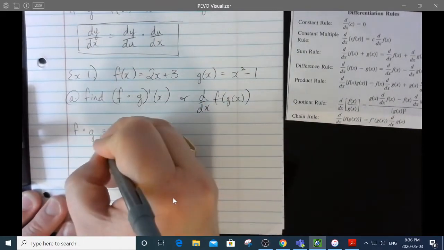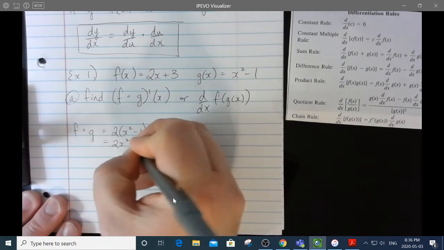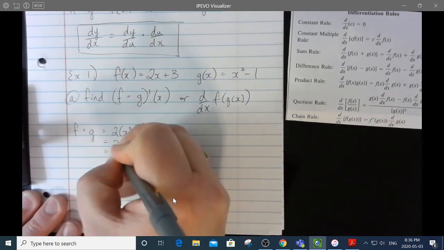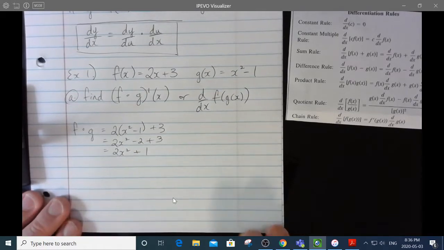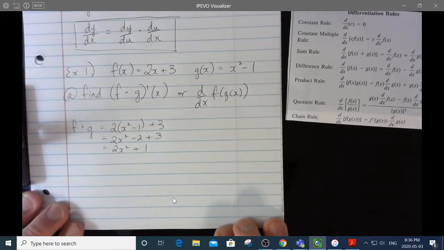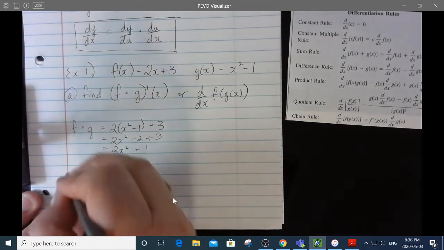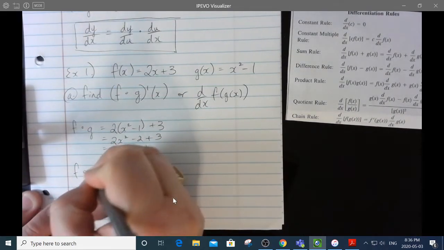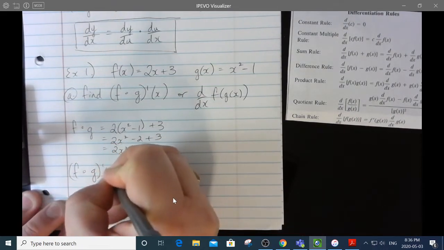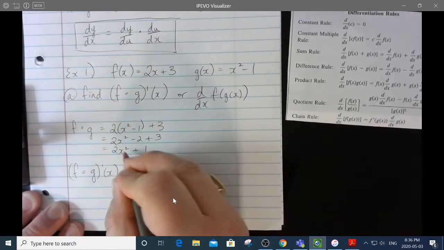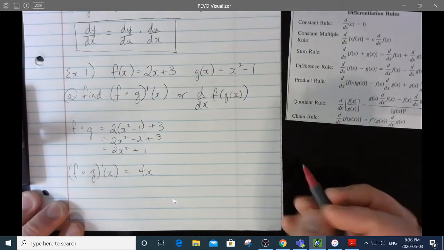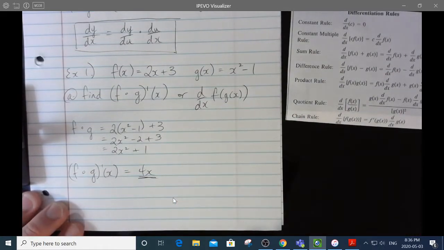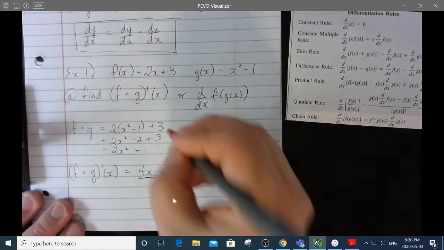And we can work that out. That's 2x squared minus 2 plus 3, which is 2x squared plus 1. That wasn't very hard. And then I would like the derivative of that. So f of g primed of x is, well, the derivative of 2x squared is 4x, and the derivative of 1 is nothing. So that's the final answer. But we now have a shortcut.